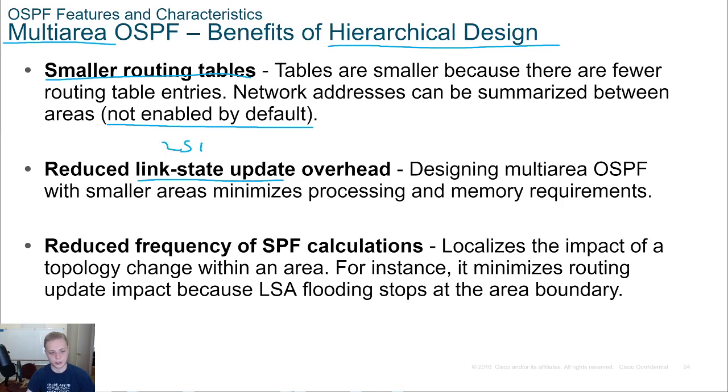LSUs, we're going to prevent them from going between areas, so we can optimize that because we don't need that link state database from another area. We don't have to send those updates for that other area. And then, of course, we will reduce the calculations needed because when you start getting to really complex, really large networks, there's going to be a lot of different paths you can go.